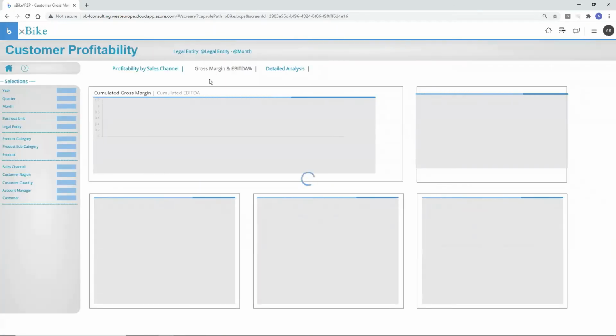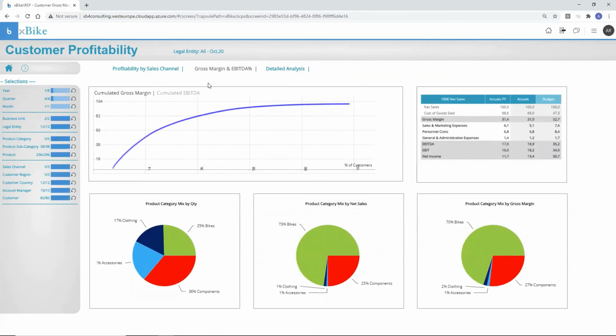I can also do the same kind of analysis as we did for the product, most profitable products. So in this case, I see that I'm able to generate around 80% of my gross margin with only 29% of my customers. Here is the product mix for all the customers, product mix based on the quantity, product mix based on the net sales, and product mix based on the gross margin.